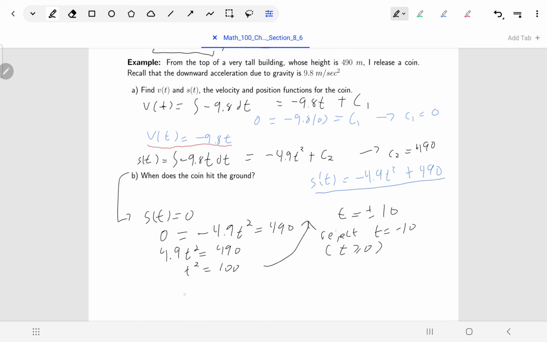And so I'll say for my conclusion then, the coin hits the ground in 10 seconds. So if I'm just standing at the top of this 490 meter building and I let the coin go, 10 seconds later, the coin should hit the ground.